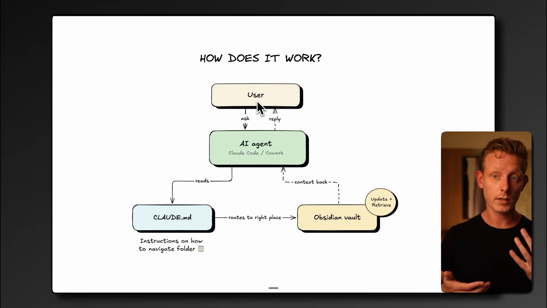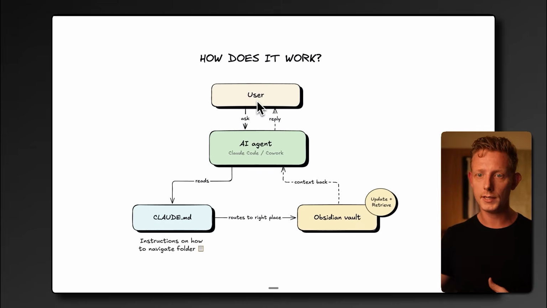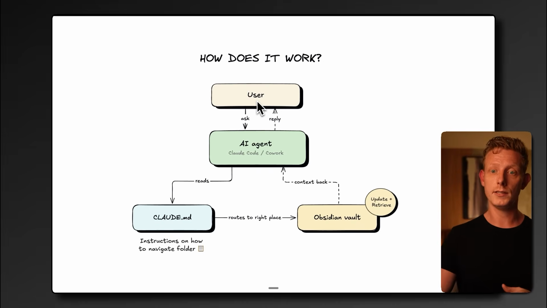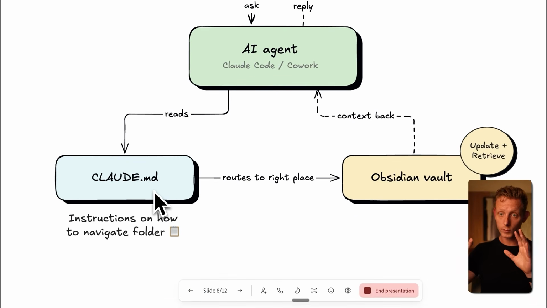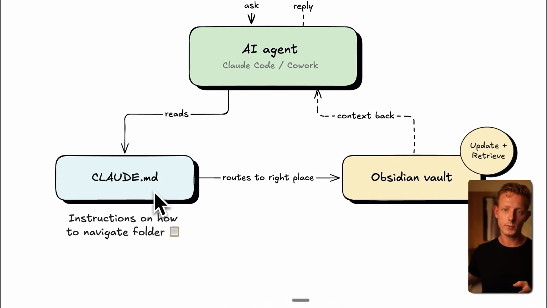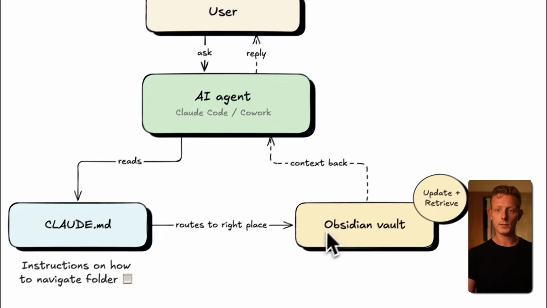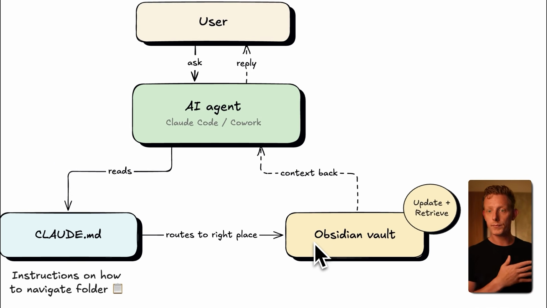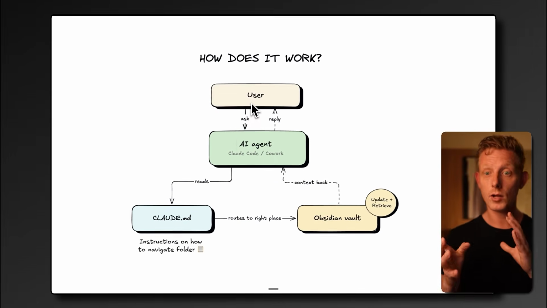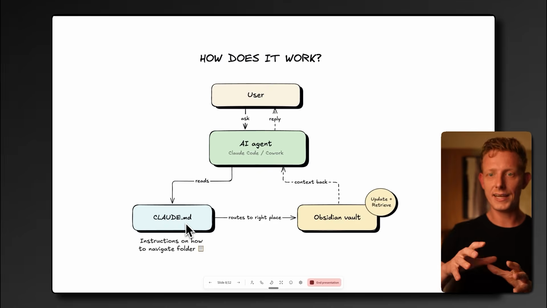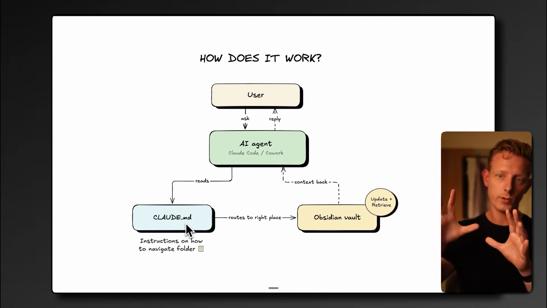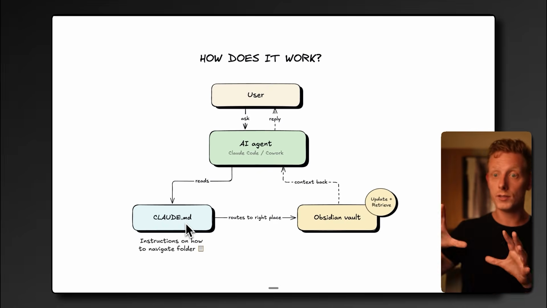So if I ask Cowork a question like, what did we talk about in our team meeting yesterday? My AI agent, first of all, knows that it needs more context to answer this question. It then reads the CLAUDE.md file to understand where in my Obsidian vault or folder it will find more information around this. Then it reads those specific documents, like for example, yesterday's Fireflies transcript, to answer the question back to the user. So you can basically see that CLAUDE.md file as sort of like a system prompt or an instruction layer that tells your AI agent how the vault or your folder is structured and where to retrieve and save data.